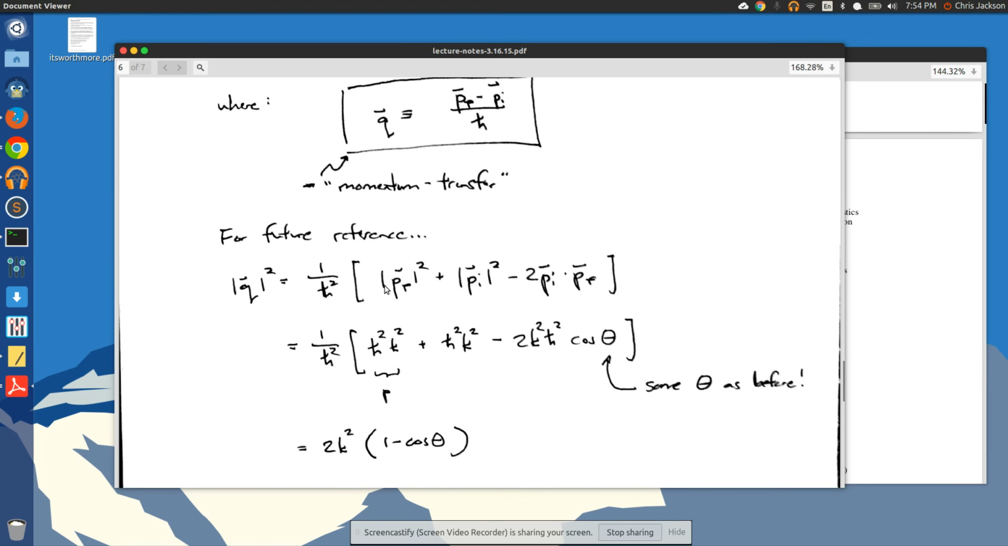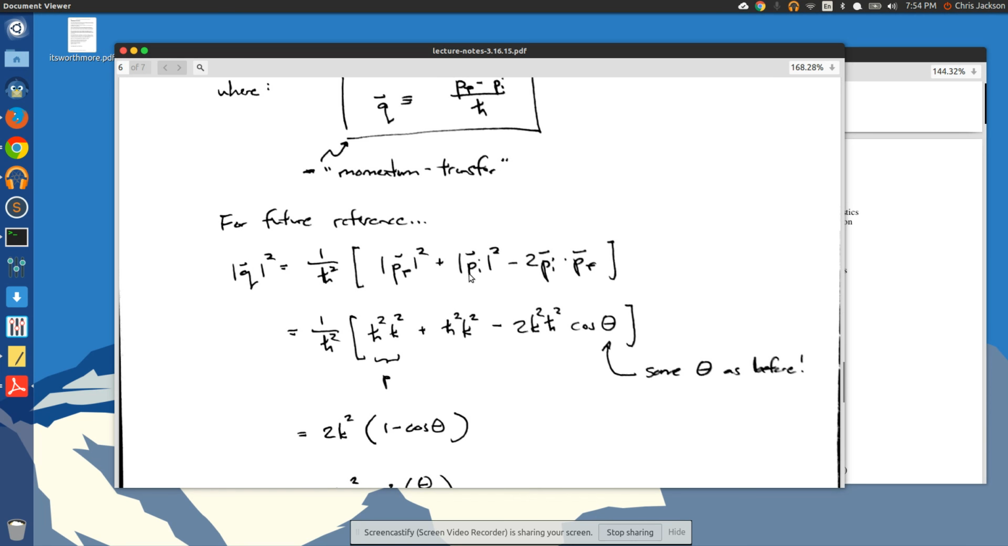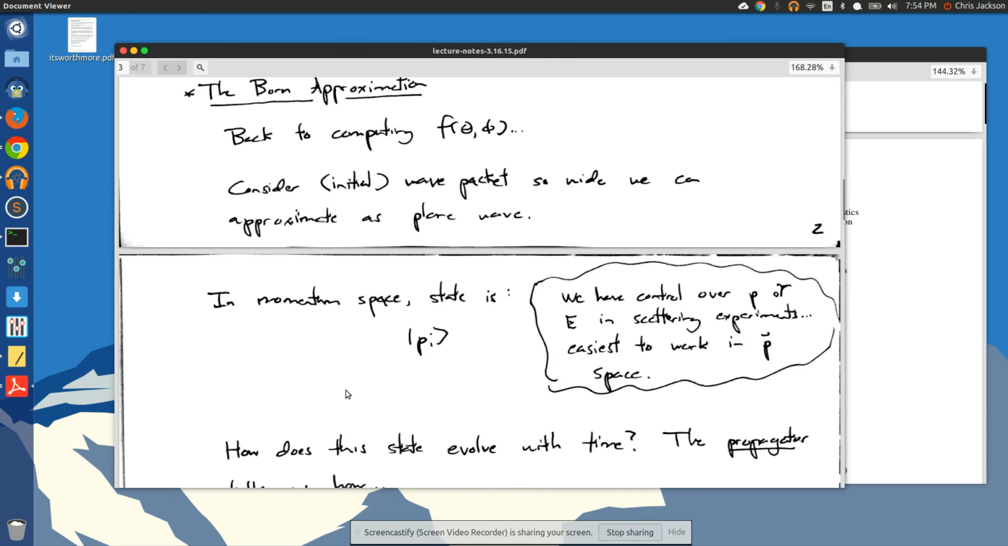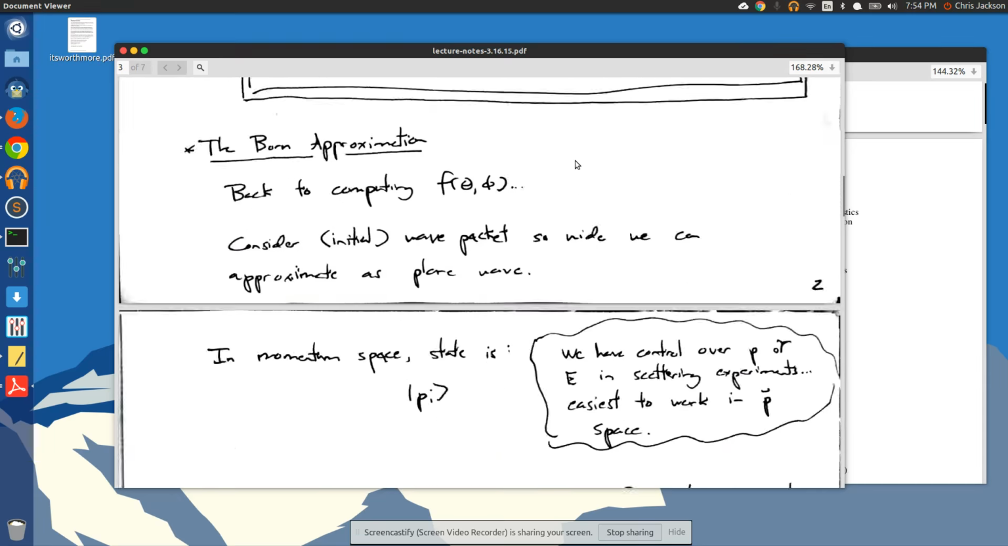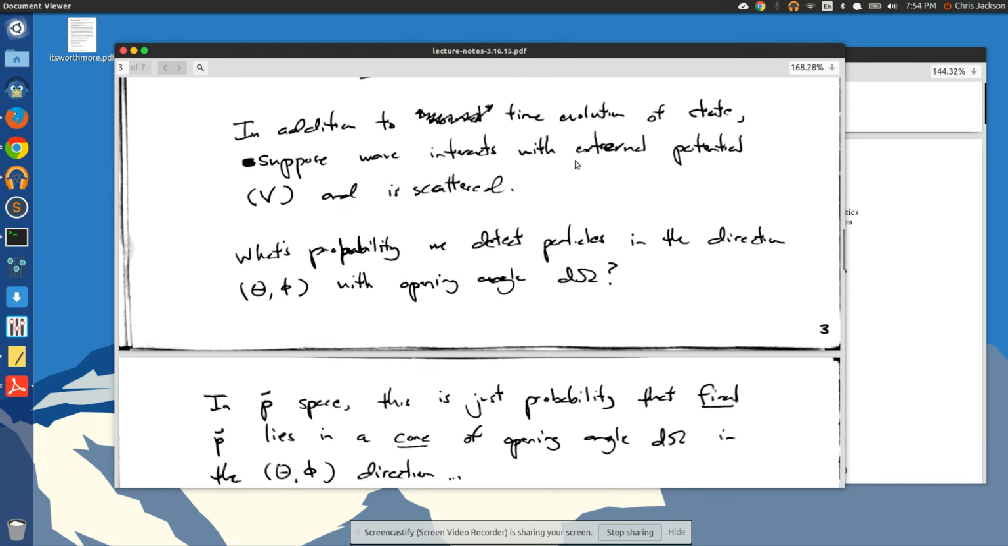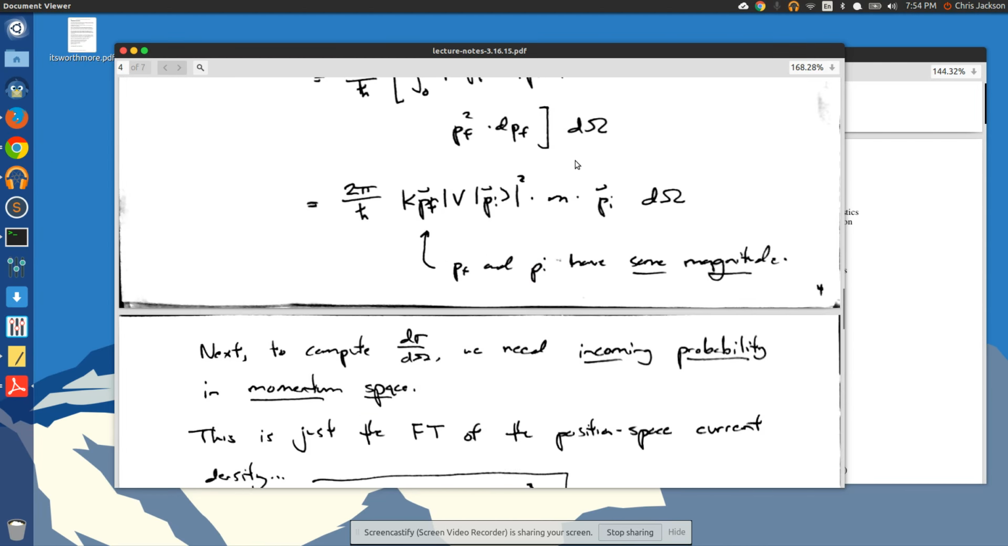If you dot all this stuff out, you get PF squared plus PI squared, and then the cross term. PI, we know, lies all in the beam axis, so it's all in this direction, going down the Z axis. PF is along this direction, and we're assuming that they both have the same magnitude.